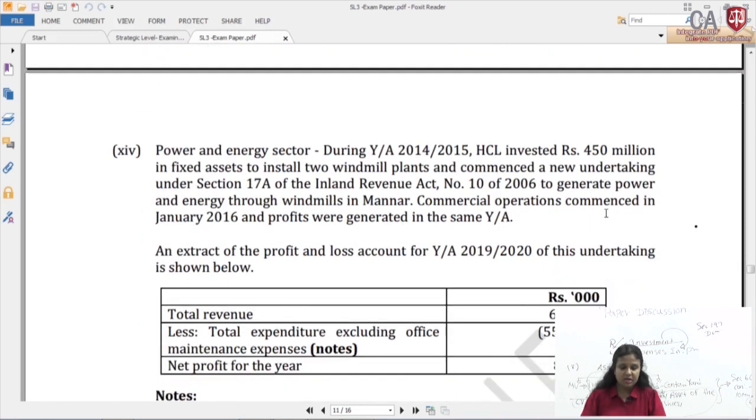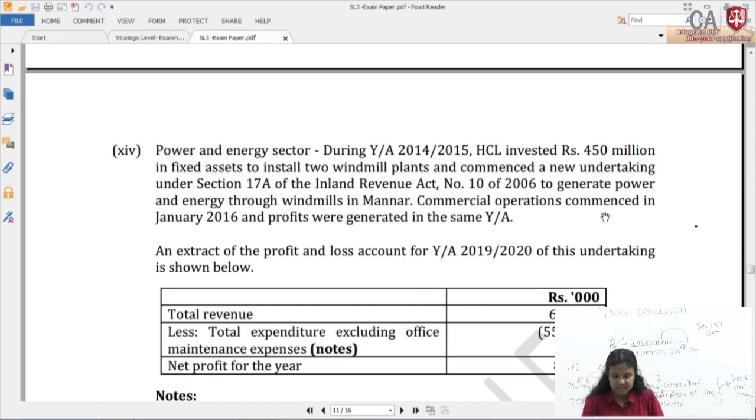Then next one, power and energy sector. During year of assessment 14-15, HCL invested rupees 450 million in fixed assets to install 2 new windmill plants and commence a new undertaking under section 17A under Act number 10 of 2006. This is exempted income, to generate power and energy through windmills.